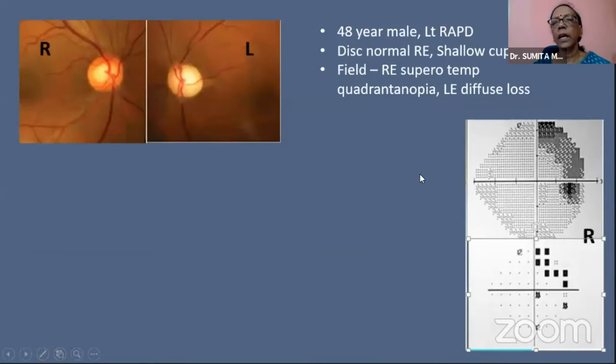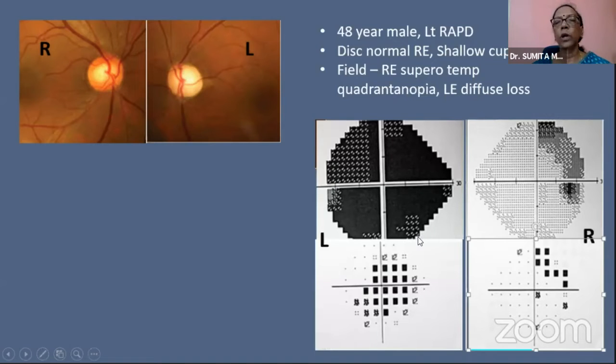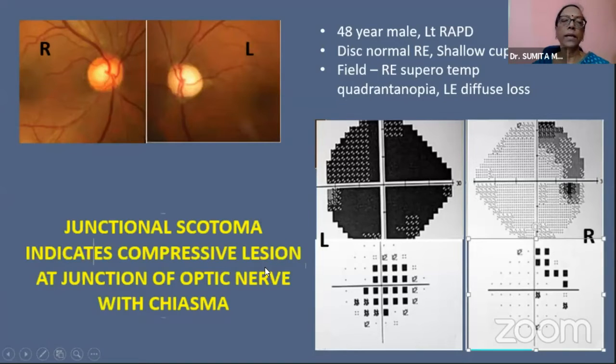And in this patient, if you only see the right eye, you can be confused that it can be due to a superior arcuate defect. But if you mark it, then it is respecting the vertical midline. If you see the left eye also, then you can see the left eye is also showing a gross central visual field defect. So this is an example of an ipsilateral central scotoma and a contralateral quadrantanopia defect. By joining the two, we can think that it is a junctional scotoma. It indicates that there is a compressive lesion, which we may miss if we see only one eye.